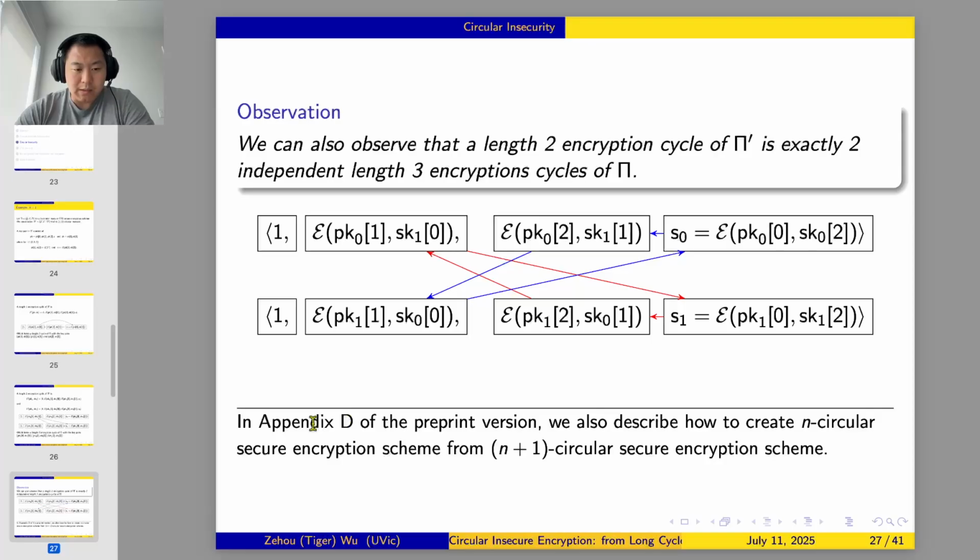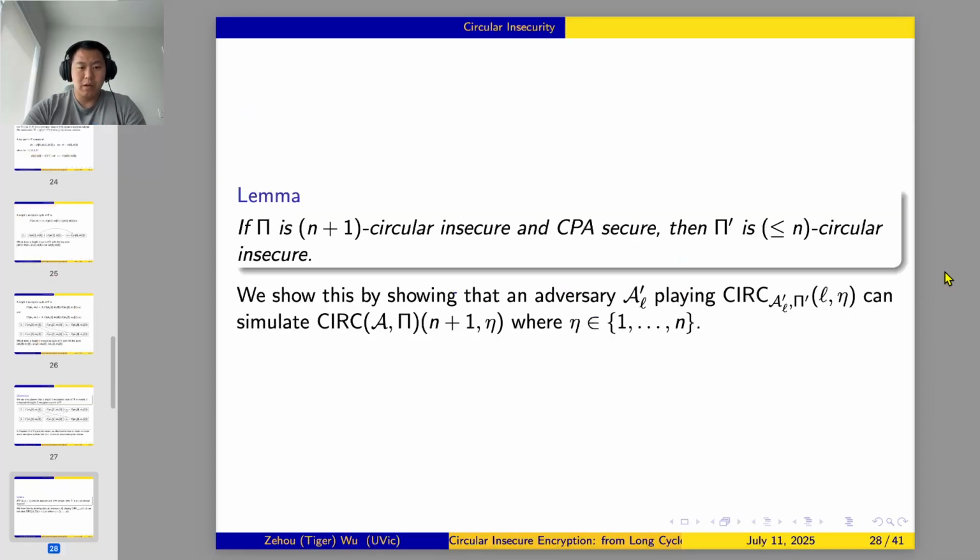Following this idea, in the appendix of the preprint version of this paper, we also show how you can create L-circular security from N+1 circular security. Now we want to claim, just generally, that from an N+1 circular insecure and CPA secure scheme pi, we can create a pi prime that is L-circular insecure.